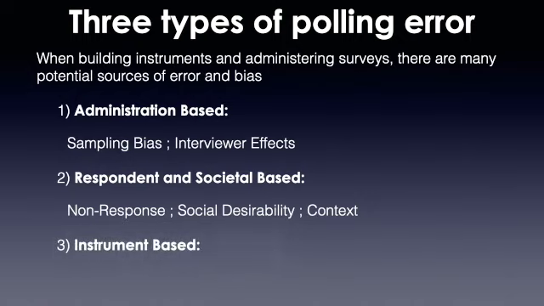And the final set of errors that we're going to talk about are instrument-based. These are problems with a survey that the survey pollster used to collect the data. So these can be errors in both the question, like how the question's asked, and also the order in which the questions are being asked.